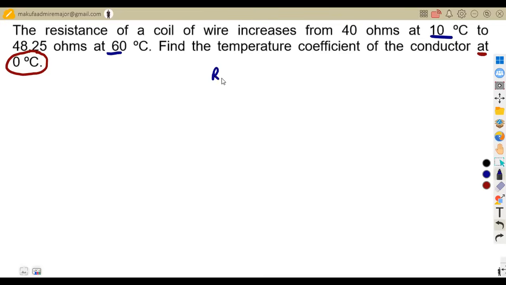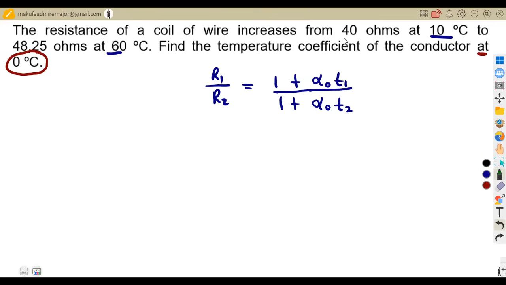of R1 over R2, which is equal to 1 plus the temperature coefficient at 0 degrees Celsius times T1, everything over 1 plus the temperature coefficient of resistance at 0 degrees Celsius times T2. That is the best formula. So read the question up to the end so that you see the formula to use, and knowing the formula to use, it is going to be easier for you to collect your information.